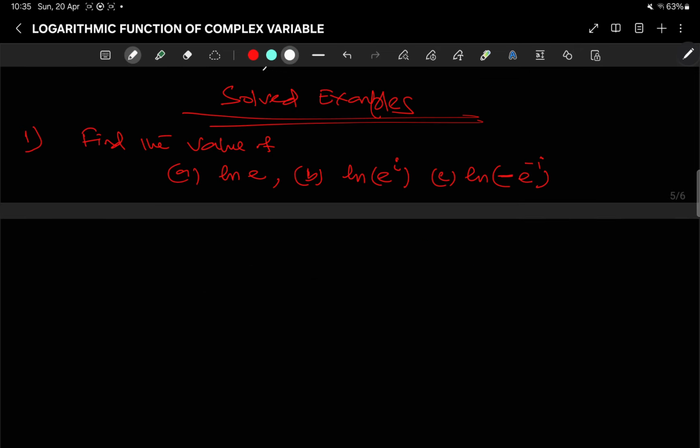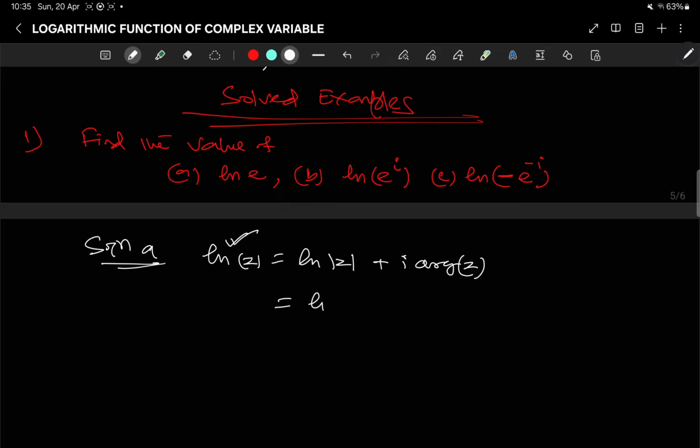Now coming to the solution of 1a. You are asked to find ln e. What is the formula? Ln z is ln of mod z plus i arg z, because I am talking about the general value. So this is ln of mod z plus i arg z plus or minus 2n pi. In that way I can solve simultaneously.